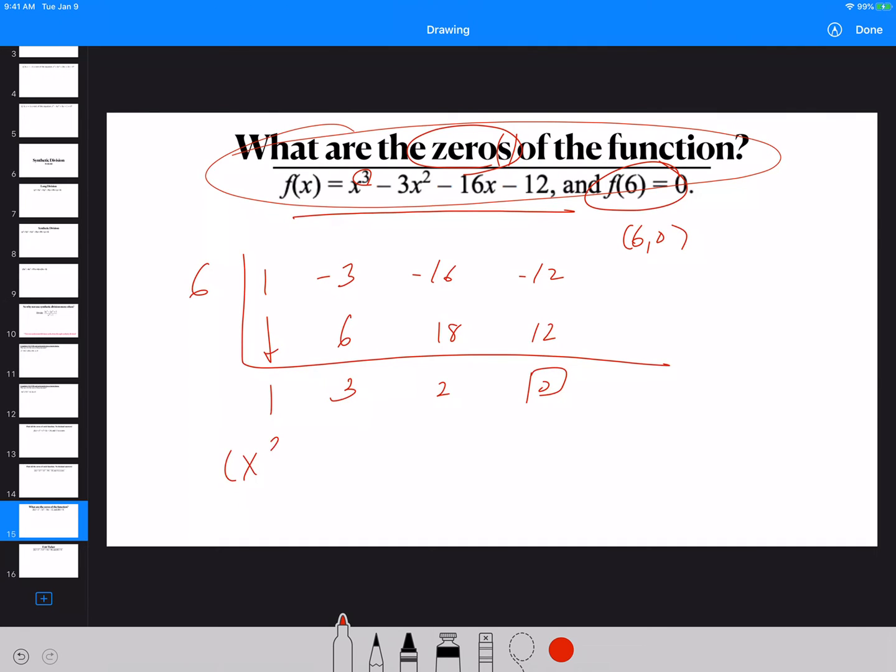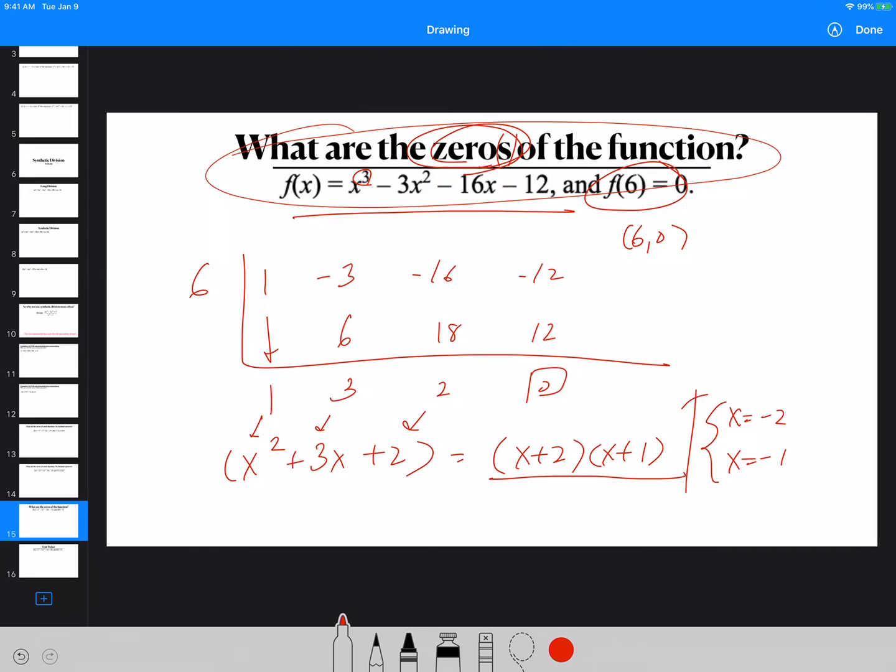So I get x squared plus 3x plus 2 using the coefficients provided for me there. And then you're going to do x plus 2 times x plus 1. Just factoring skills should come out easily now. So what are my other zeros? Well, the other zeros are at x equals negative 2 and x equals negative 1. This is the type of solution that I want you to be able to tell me for your exit ticket, which I'm going to present for you now.